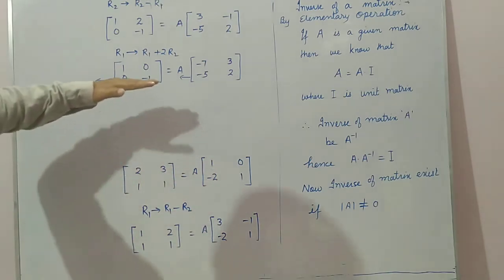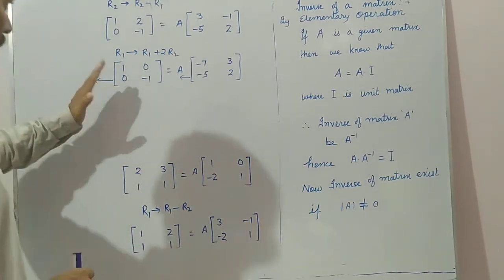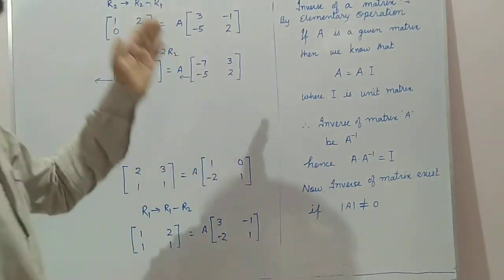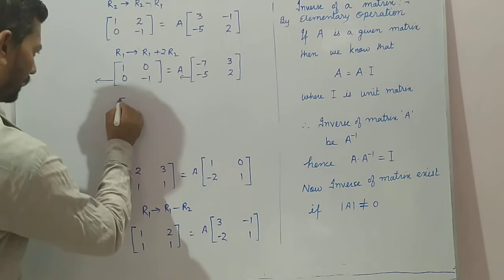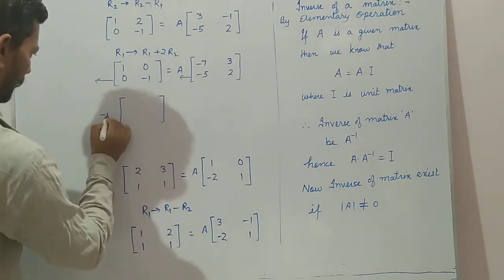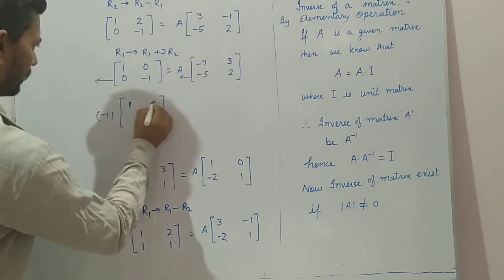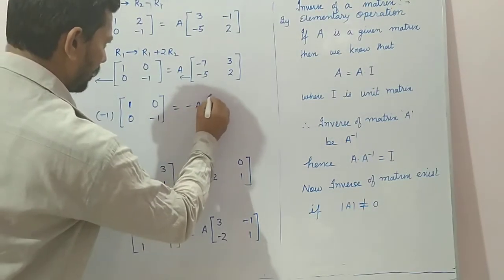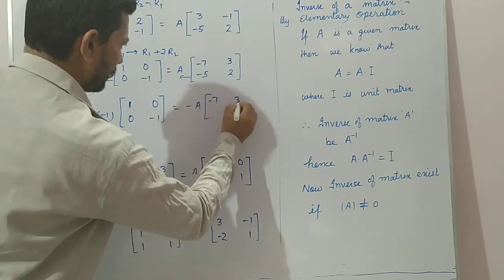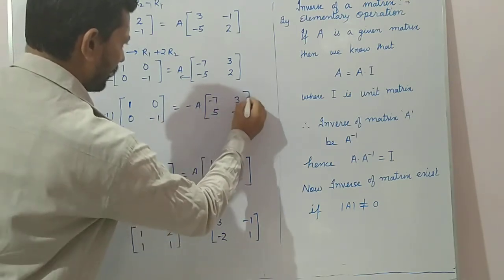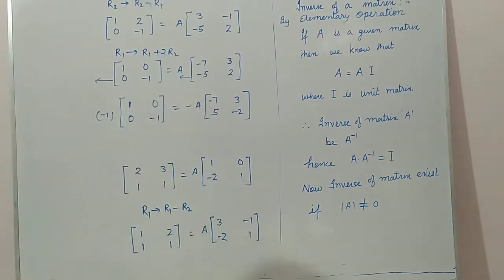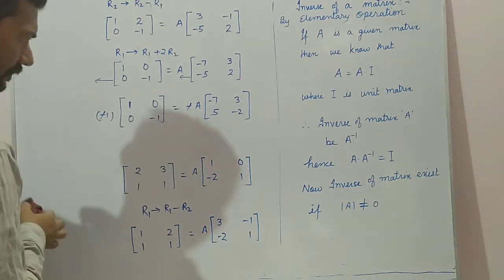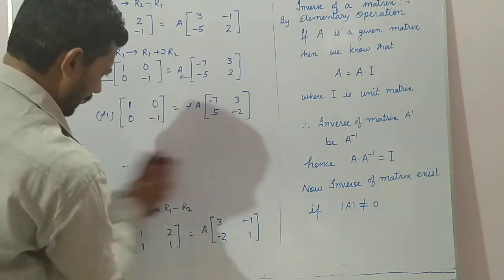See here, if you are taking minus common from the second row on the left hand side, you have to take minus common from the second row of the right hand side also. So we are taking minus common. This is 1, 0, 0, minus 1. Here it is minus common, minus 7, 3. Here we have taken minus 5. We have taken minus common from the second row. This will cancel out. So here what you are getting?